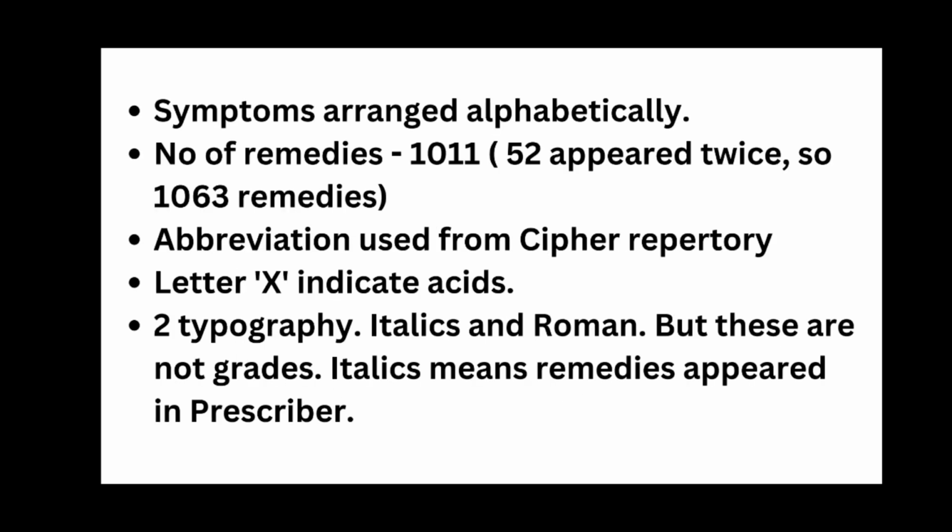The symptoms in this repertory are arranged alphabetically. The number of remedies are 1011. There are 52 medicines that have appeared twice. So the total number of remedies are 1063 remedies. There are some abbreviations which are used from CIFAR repertory. This point can also be asked in AIAPGET. The letter X indicates acids. 2 typography used, italics and Roman, but these are not grades. Italic means the remedies appeared in the prescriber, which is also written by Dr. Clark. So these are some additional points.